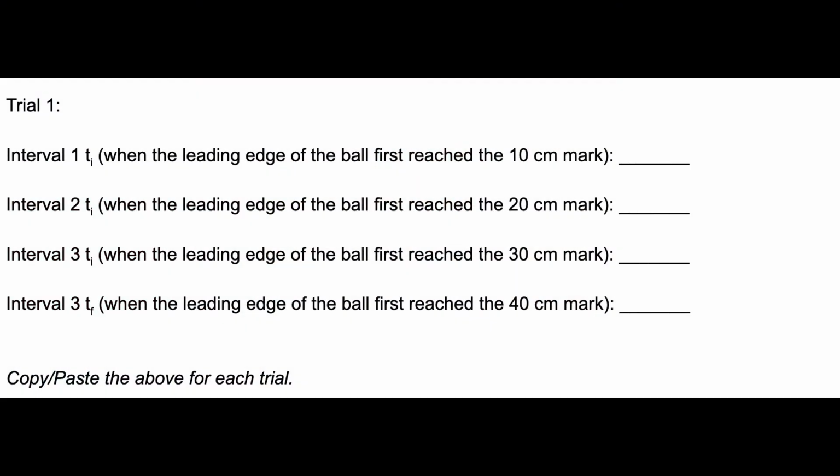All right, so you're going to collect those time readings. You're going to need 4 time readings: initial when it gets to the 10, then when it gets to the 20, when it gets to the 30, and when it gets to the 40. And we're going to use those 4 time readings.